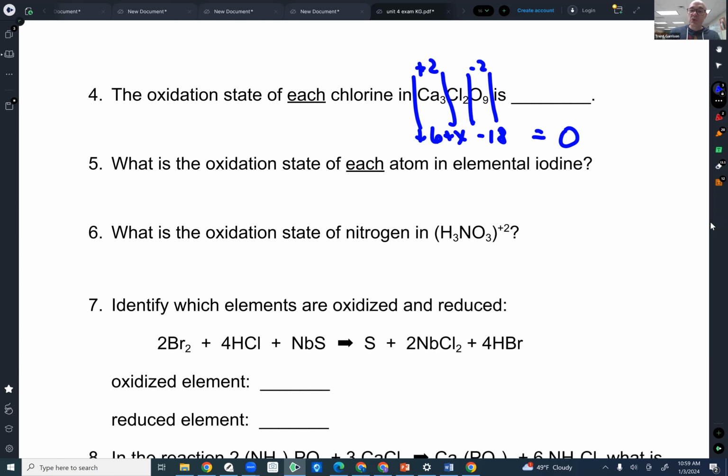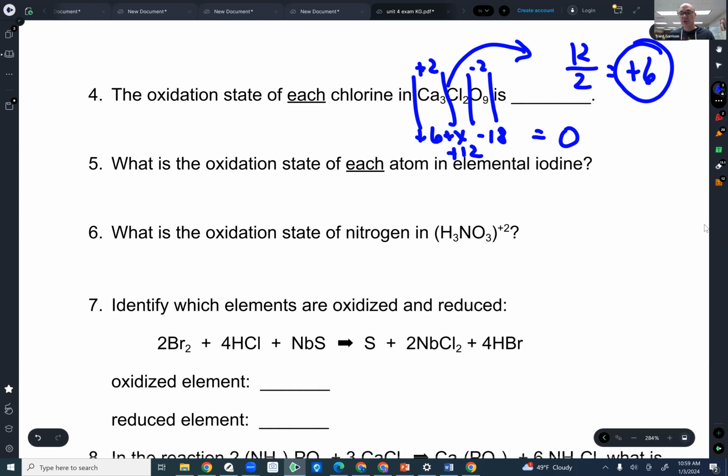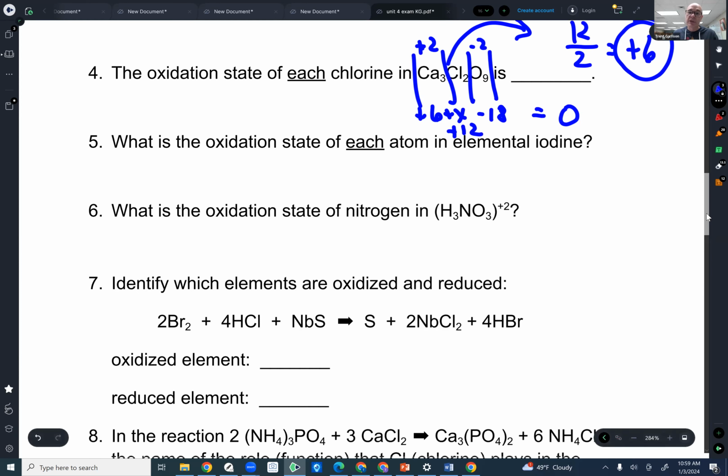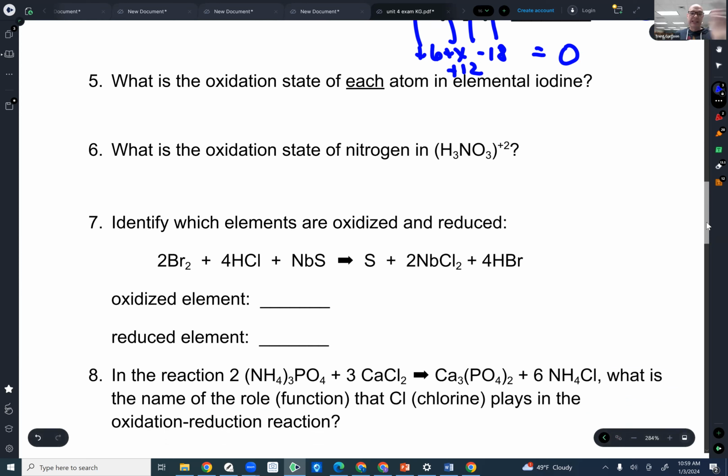So that means the 2 chlorines must be equal to a total of +12 because 6 plus 12 equals 18. 18 minus 18 equals 0. So each of those 2 chlorines, 12 divided by 2 means that each of them is a +6. It's not a -6. It's not a 6. It is a +6. You need to have that regarded in your answer, that you understand that it is a positive. If you've just put a 6, I don't know if you meant positive or negative, so you must put positive.